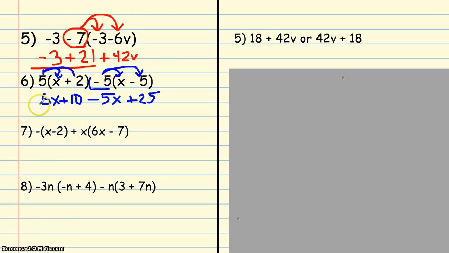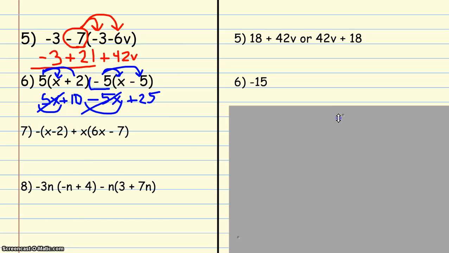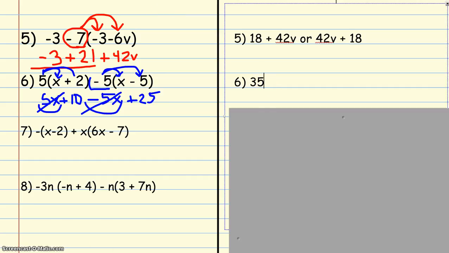Now, looking at like terms, we have 5x minus 5x, that is 0. They cancel out. We no longer have any x's. Now we just have 10 plus 25, and 10 plus 25 is, oops, I made a mistake here. Let me fix that. 10 plus 25 is 35. That looks much better. See, we all make mistakes. We just want to catch them and learn from them.